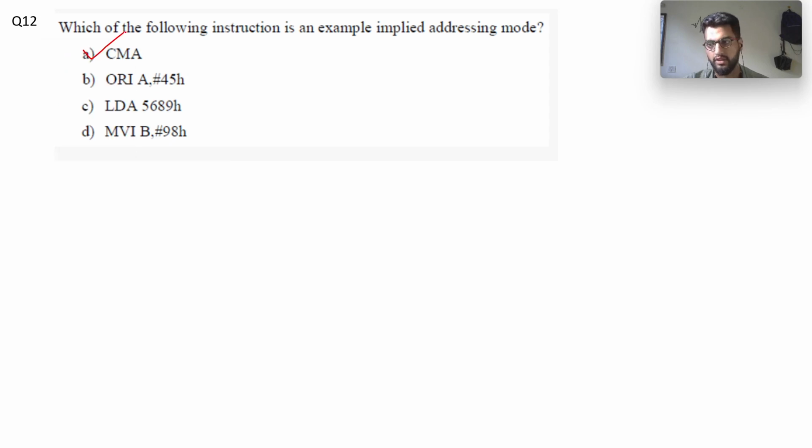option A. So basically, implied addressing mode means no operand is specified in the instruction. Data is itself present in the instruction, like RLC, RRC, CMA, and all. No operand is specified in the instruction. So option A is the correct answer.